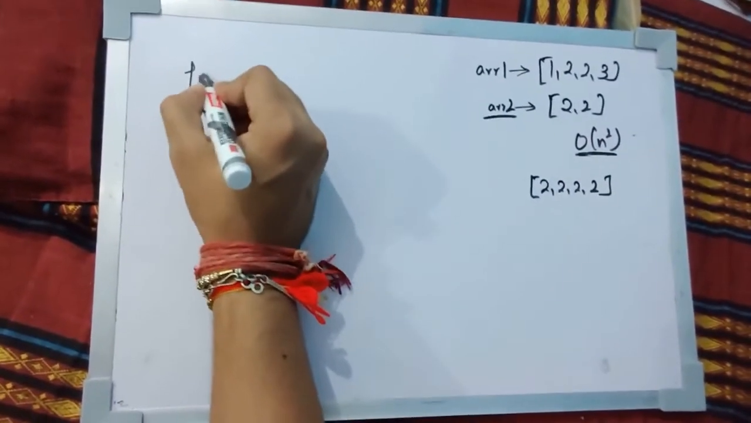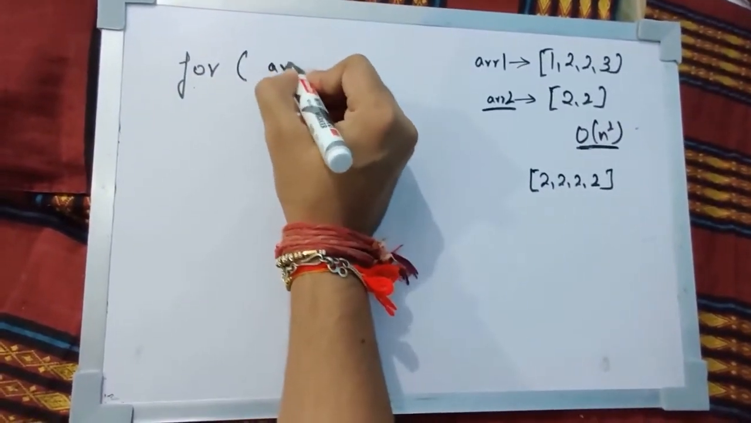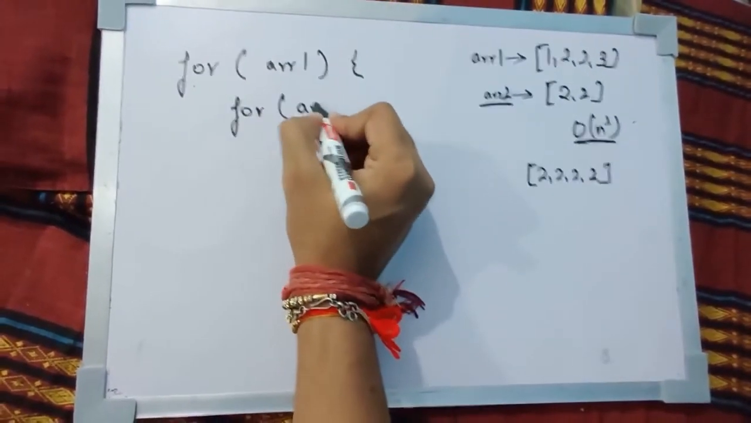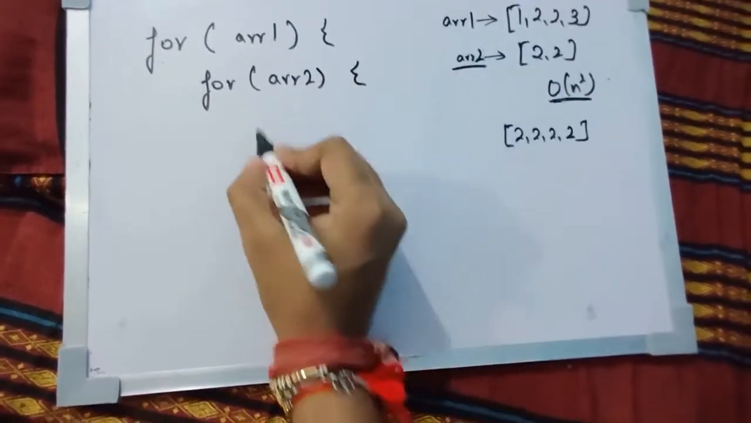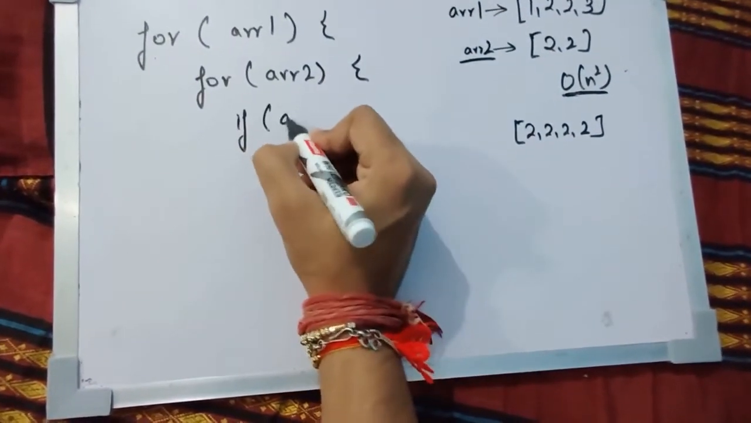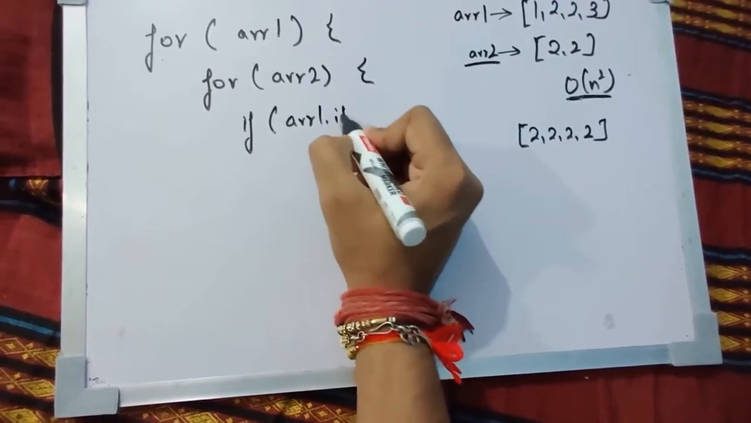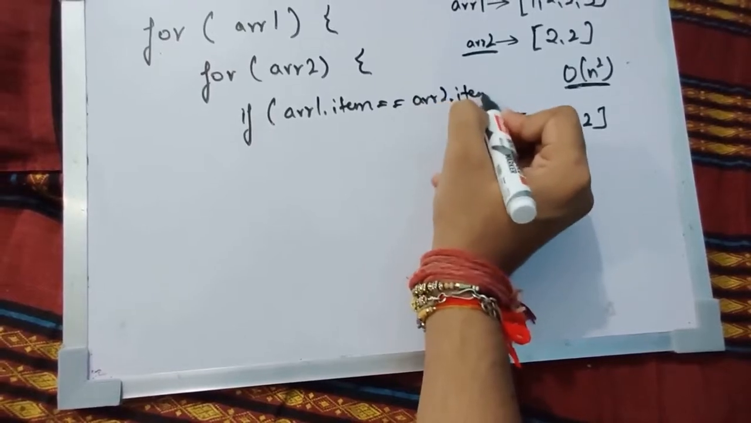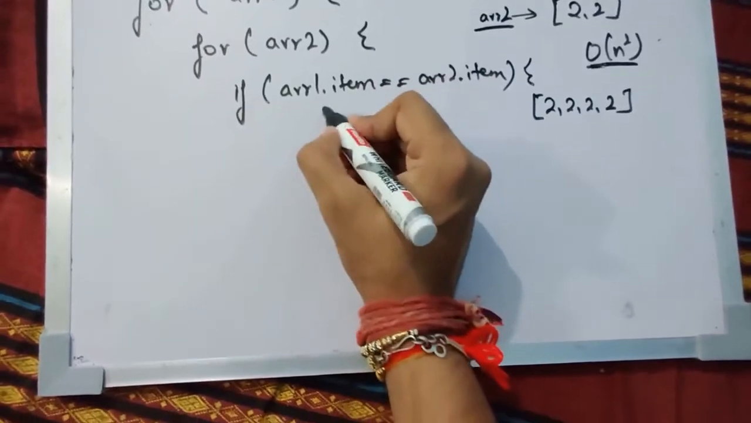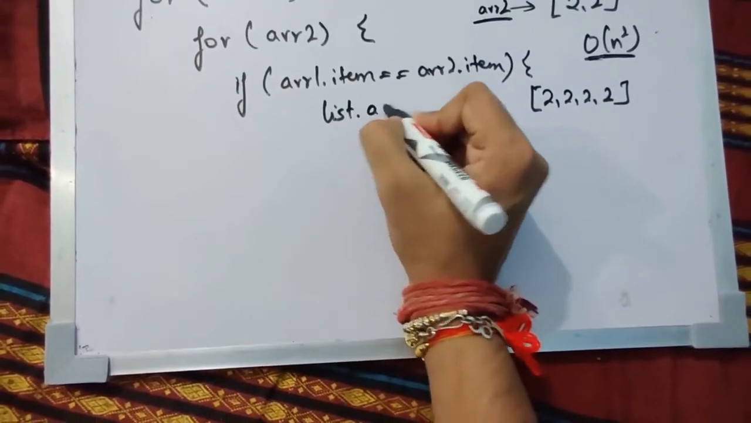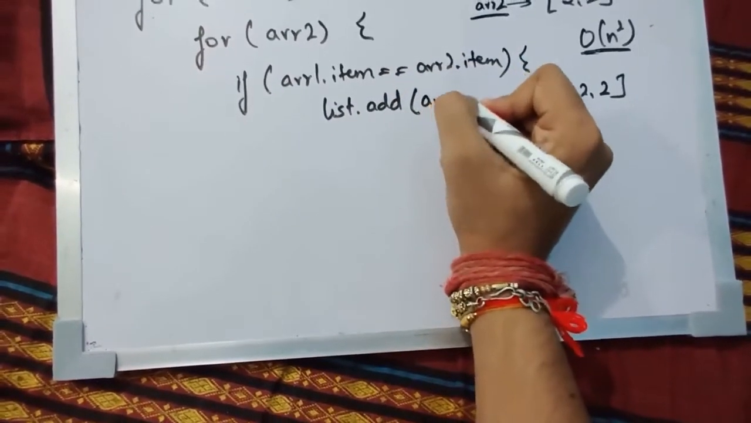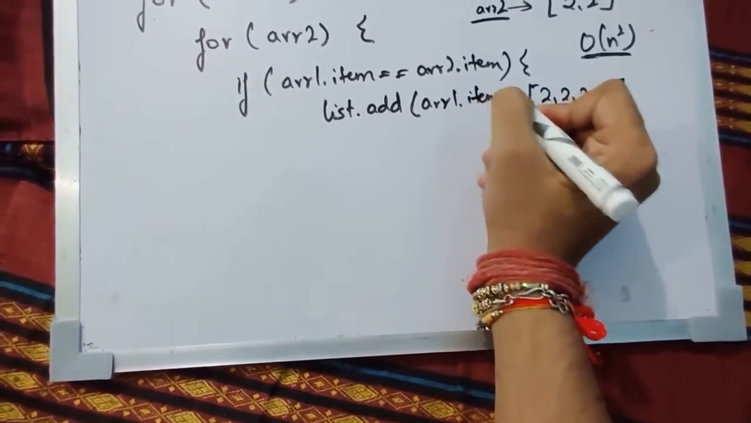So let's say we have again a for loop. The first loop is for array 1, and the second loop is obviously for array 2. Now what we need to do is compare if array 1 dot item is equal to array 2 dot item. If that's the case, then we need it to be added to our result list. We can add either one, array 1 or array 2 dot item.